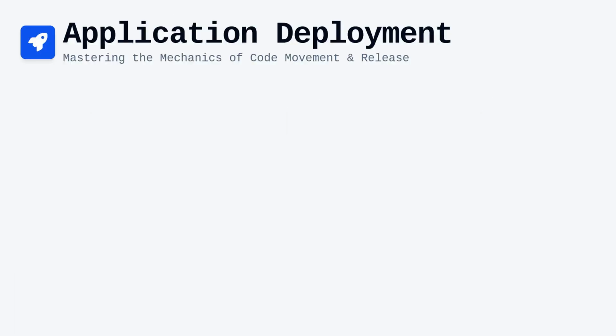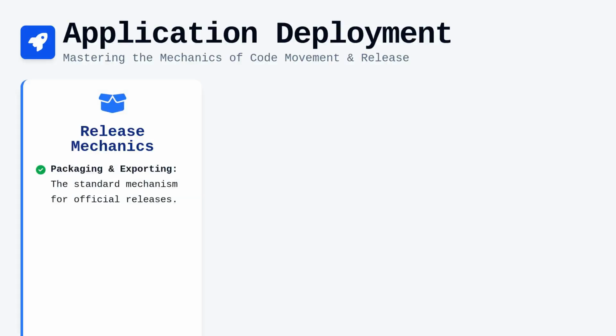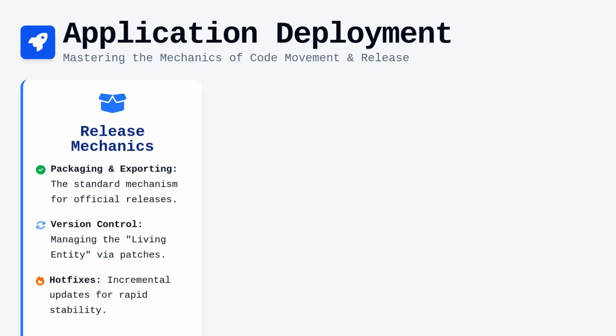Transitioning into application deployment, the mechanics of moving code between environments are as important as the code itself. You should be comfortable with the concept of creating packages and exporting them, as this is the standard mechanism for releases. Think of your application as a living entity that requires version control via patches for incremental updates and hotfixes.